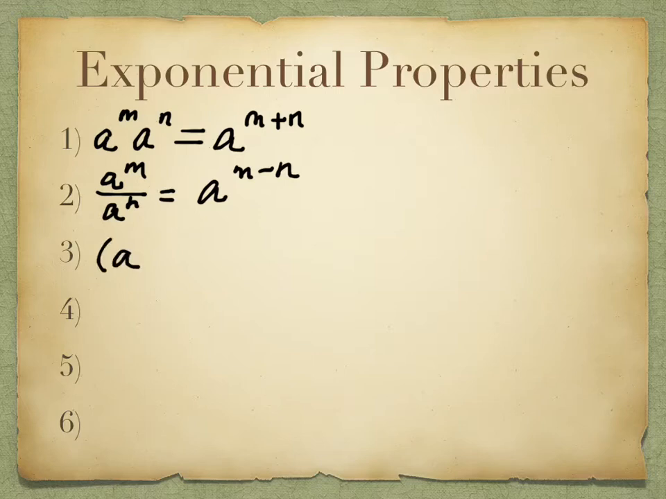Another one that's often confused with number one is if you have an exponential raised to an exponent. Notice that is not the same as the first one, right? This one ends up multiplying the exponents together.